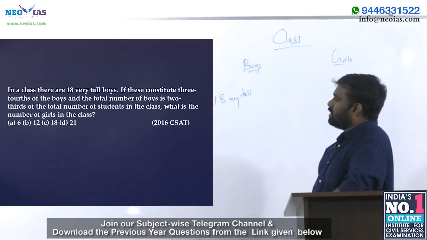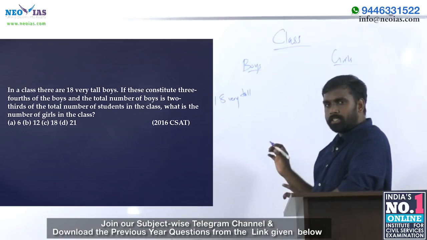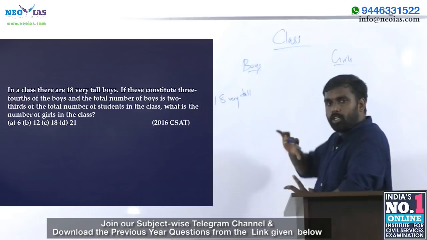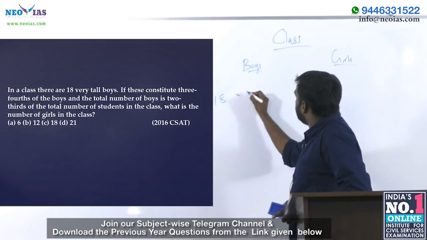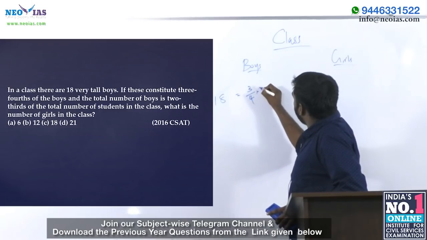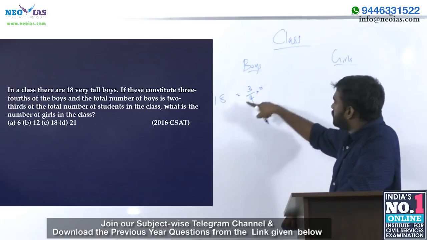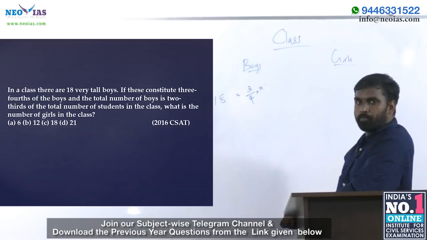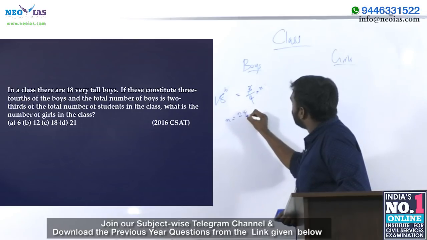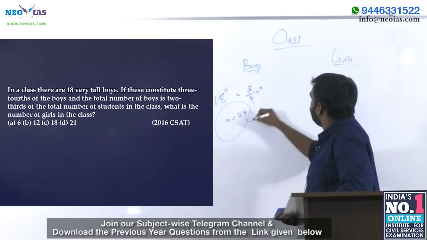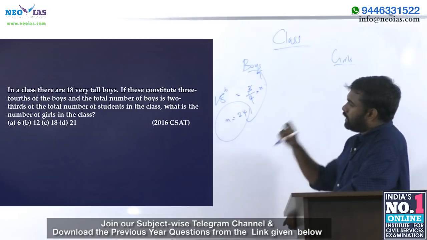If these constitute 3/4 of the boys, that means this 18 boys are 3/4 of the total number of boys. The total number of boys is x, 18 equal to 3/4 of x. Assuming x is the total number of boys, 3/4 of this is equal to 18. That is explained there, right? So here we will get x as 24. 24 is the number of boys, right?